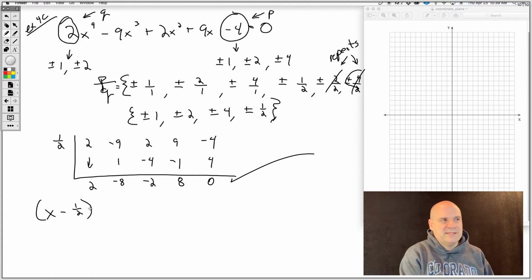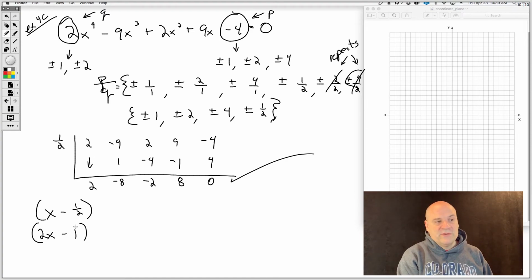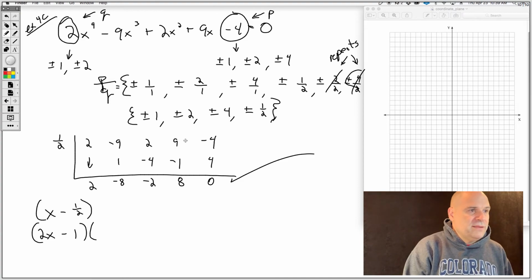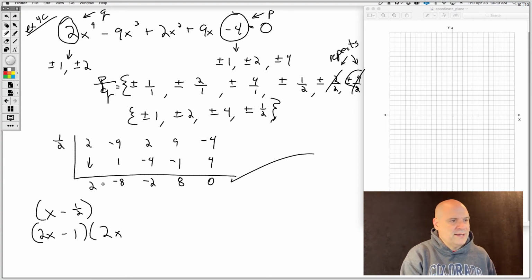Well, what's a better way to say this? Remember, this guy over this guy. So this is actually 2x minus 1. So remember, the root is the positive version of that over that. If 1/2 is a root, that means 2x minus 1 is a factor, okay? So what are you left with? You're left with this, 2x cubed minus 8x squared minus 2x plus 8.